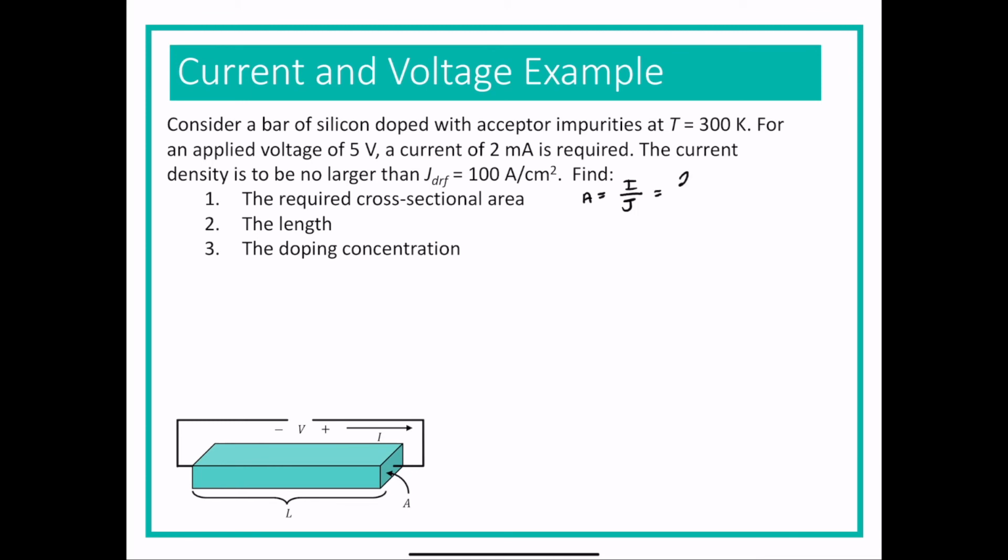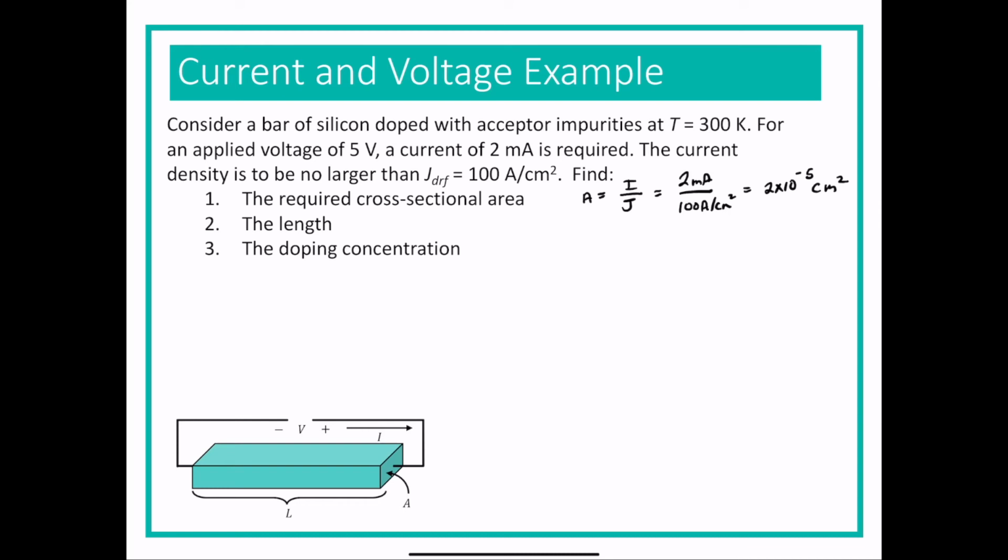So we have 2 milliamps over 100 amps per square centimeter, and we get 2 times 10 to the minus 5 square centimeters. So that is our cross-sectional area, which is good. We're going to need that.